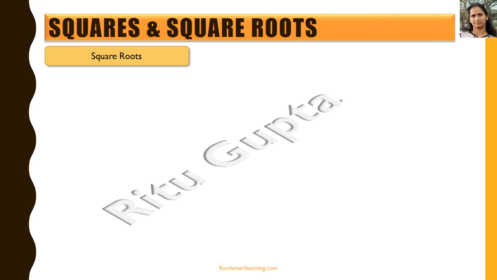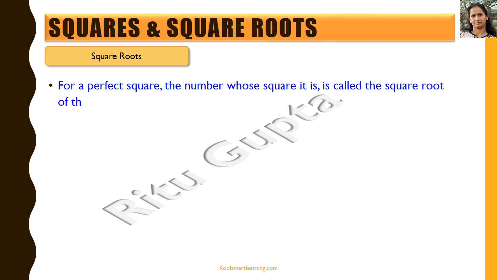Let's now talk about square roots. So first of all, we need to understand what square roots are. Now, for a perfect square, the number whose square it is, that number is called the square root of the square number. Say for example, we have a number 9, and 9 we know is the square of 3. So the square root of 9 will be 3.